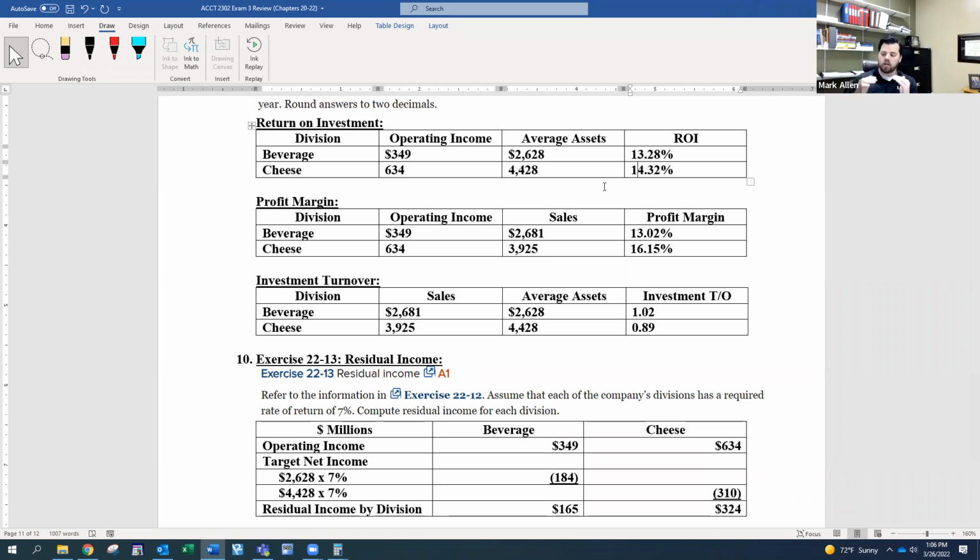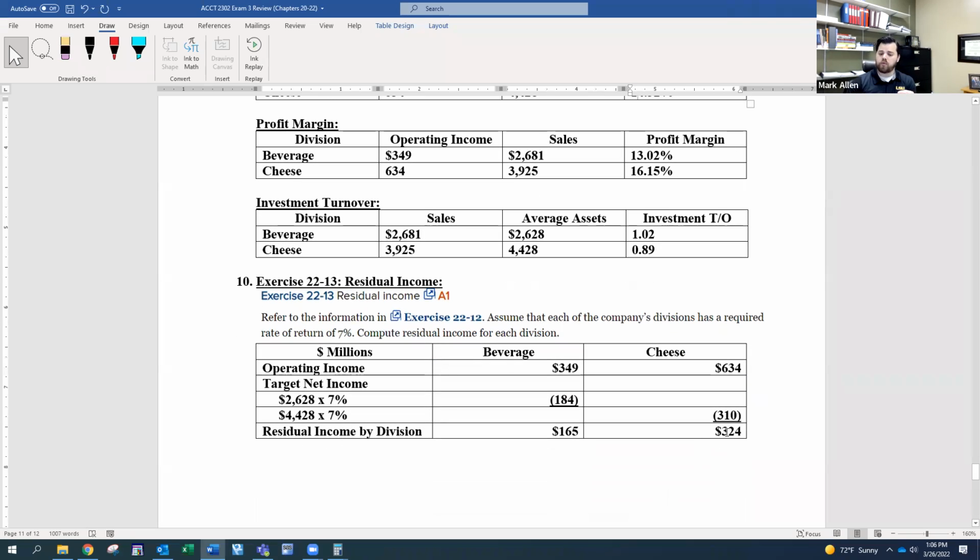So we don't want to only evaluate on ROI. Something like residual income is really helpful because it tells managers, hey, if you have a project that is above the required rate of return, accept that project because it will increase your operating income without increasing your target income. And so this will get larger and that will be better. We want a larger amount of residual income. So very good.